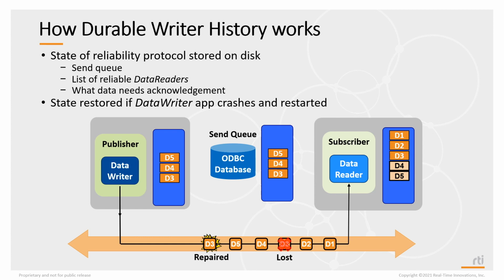Okay, it gets a new packet. This packet makes it. D3 is received. Now D3, D4, and D5 can be presented to the user application. The publisher application now sends D6 and also sends D7.